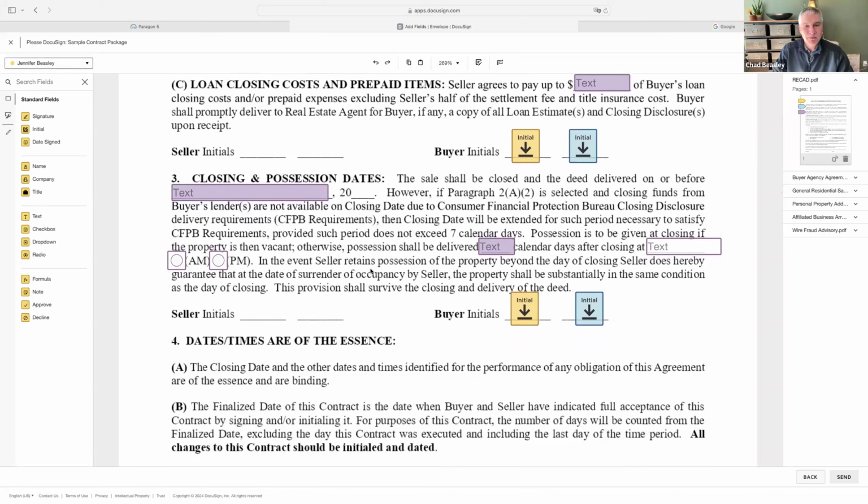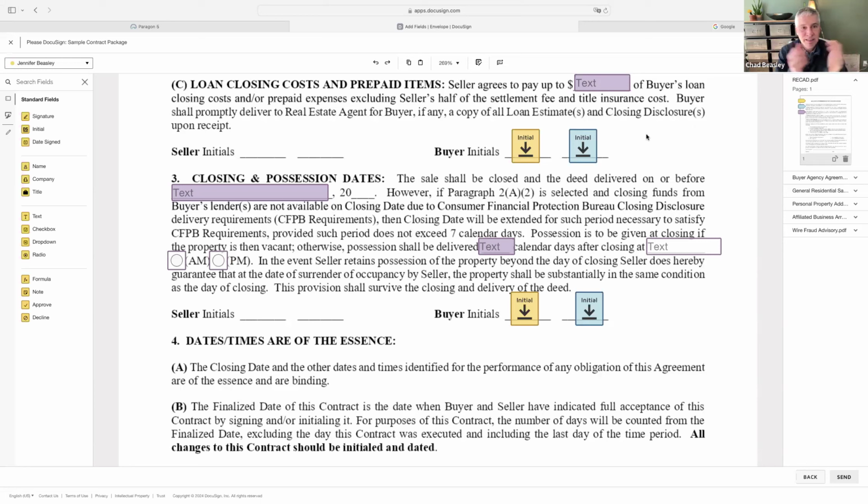Loan closing costs and prepaid items. Seller agrees to pay up to X amount of the buyer's loan closing costs and prepaid expenses, excluding seller's half of settlement fee and title insurance costs. Buyer shall promptly deliver to real estate agent for buyer, if any, a copy of loan estimate and closing disclosures upon receipt. This is just where you would put in if you're negotiating for the seller to pay closing costs for your buyers.